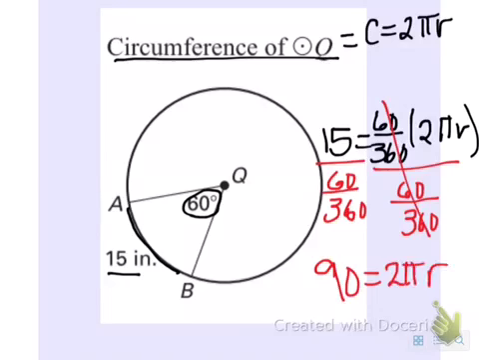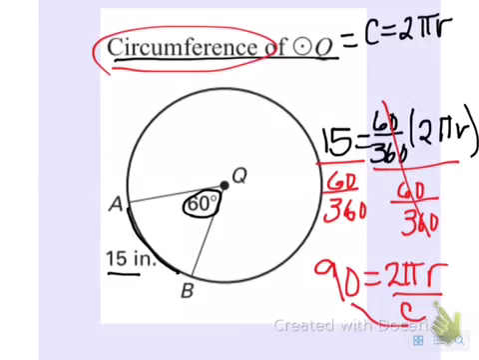And really, I don't even need to go any further than that, because 2 pi r is my circumference formula. If I wanted to find the circumference, I know that my circumference would have to be equal to the circumference formula. So I found the circumference there.